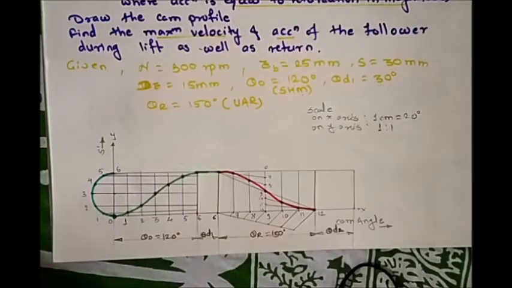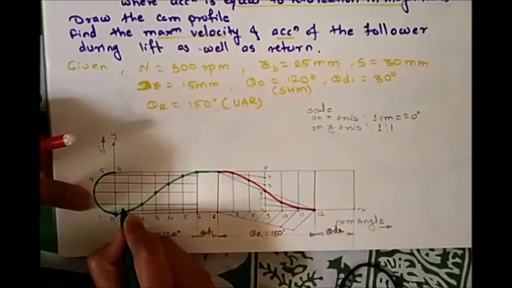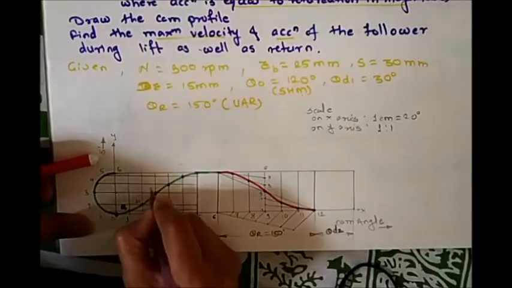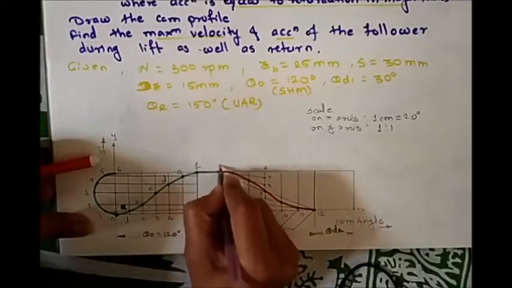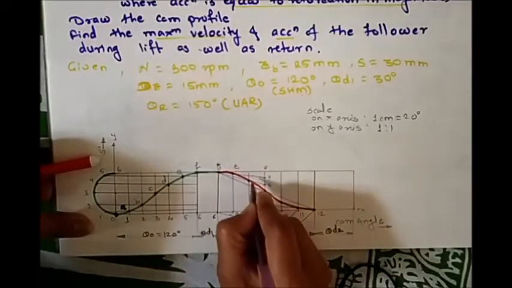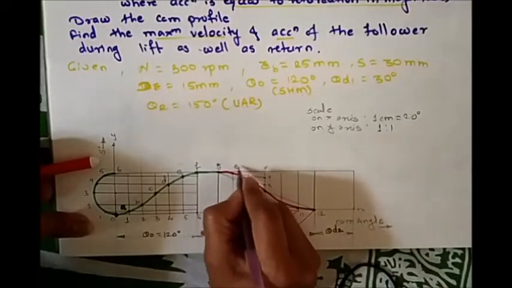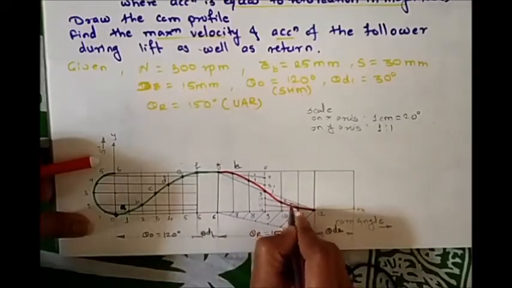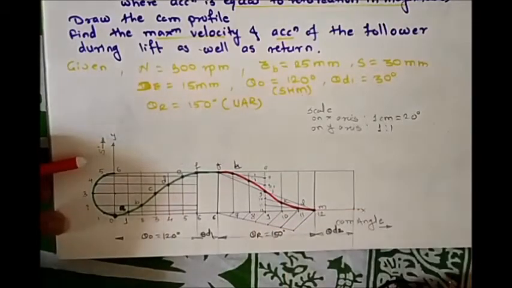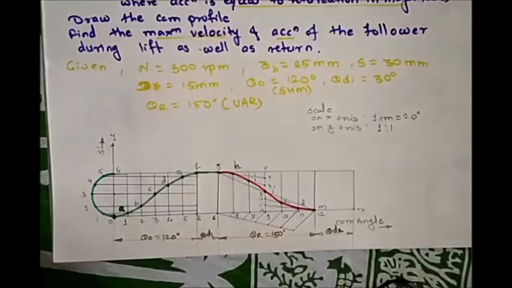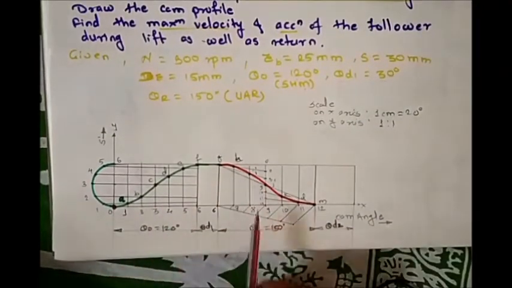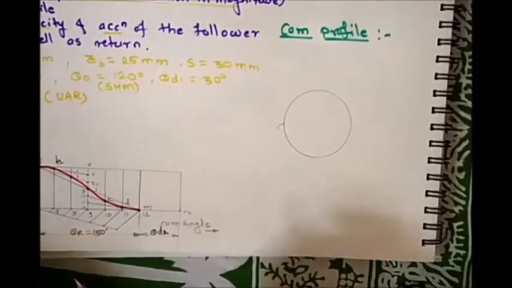Now to draw a cam profile, let's give numbers to these intersection points. So start from A. So here is A, then B, C, D, E, F, G, H, I, J, K, L, and last is M. So this is your complete displacement diagram when the outstroke has simple harmonic motion and the return stroke has uniform acceleration and retardation. Now let's draw the cam profile.